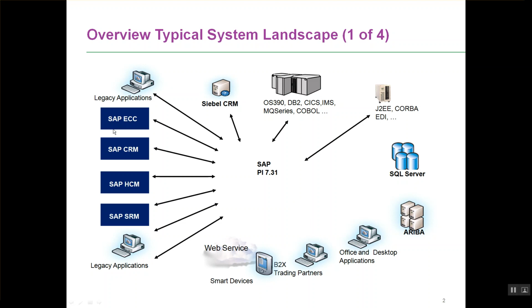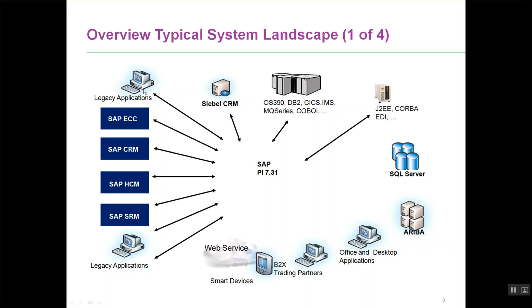So in a typical customer landscape, you would have multiple different types of applications. You will have SAP applications, you would have non-SAP applications. You can have an SAP ECC, an SAP CRM, an SAP HCM, an SAP supplier relationship management for vendor management, SAP HCM for human capital management or employee payroll management. For your customer relationship, you use your CRM, and for your core enterprise functionality, you use ECC.